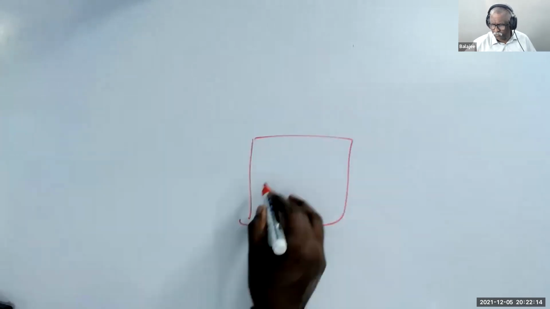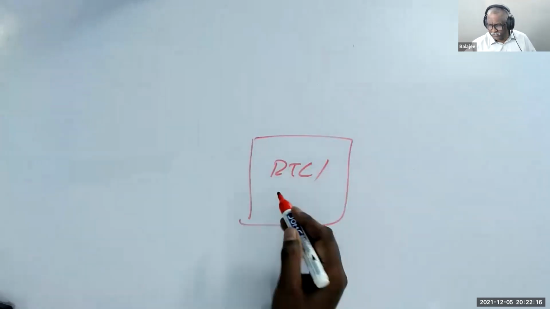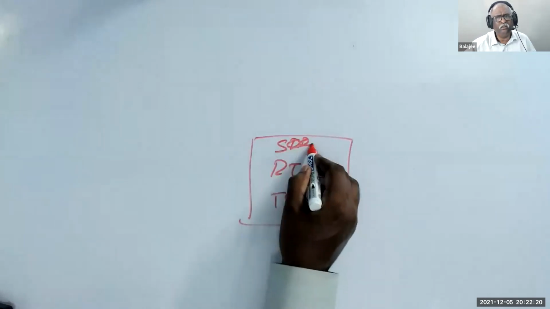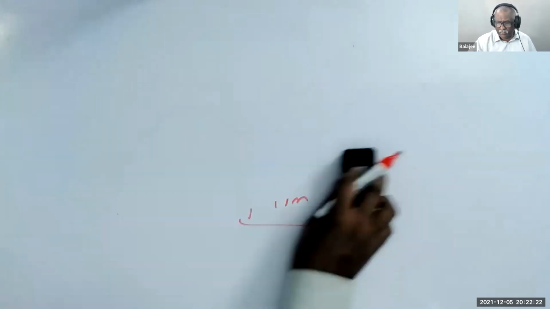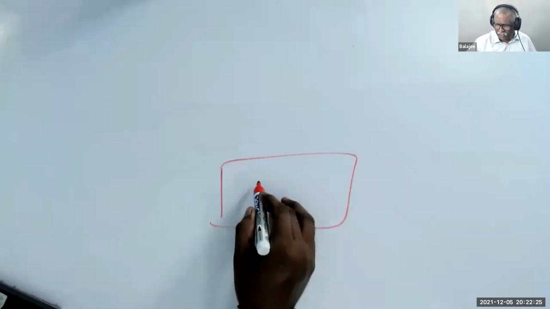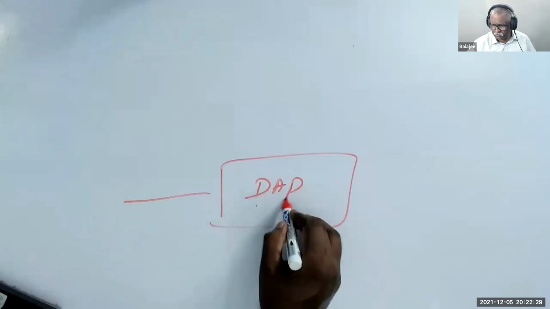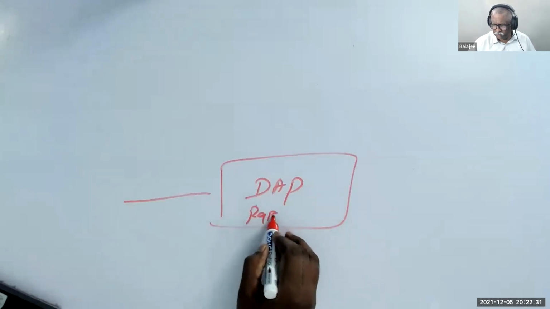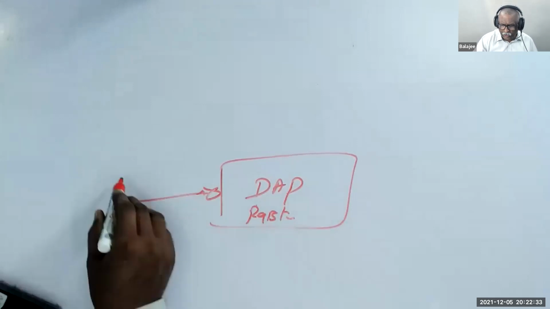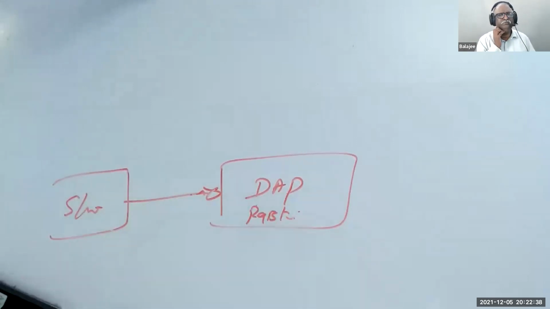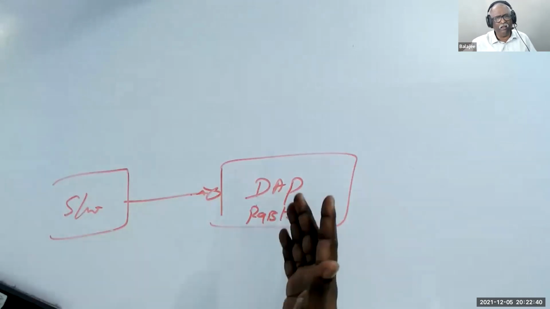Now, how do you access the RTC? How do you access the timer? How do you access the SD card? It's like that. This debug access port has some registers. You access them using your software here. Then you can control the whole controller. It's all very interesting projects.